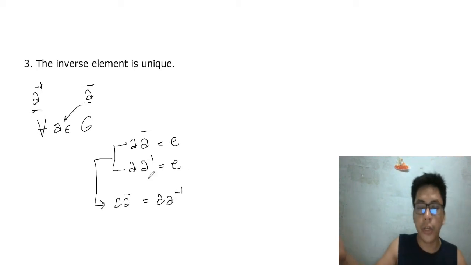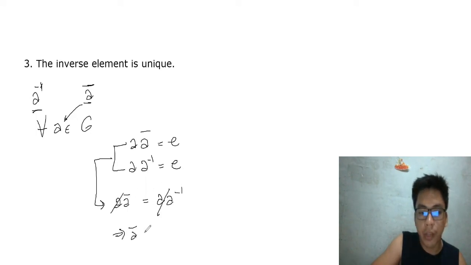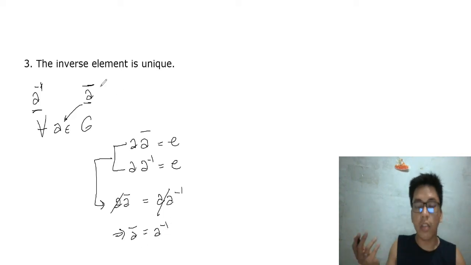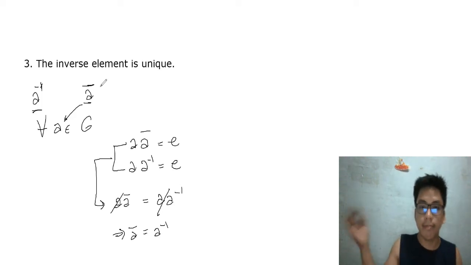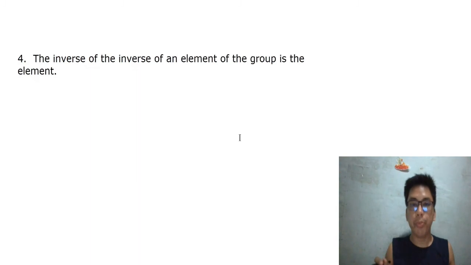But we have shown earlier, in the number two property of group theory, that the left cancellation holds. So if I cancel this, I would end up with A bar equal to A inverse. So therefore, this is just the same, meaning to say, it only tells us that the inverse element of a group is unique. That's it. Okay, fourth property.